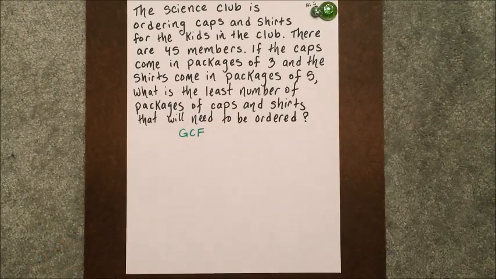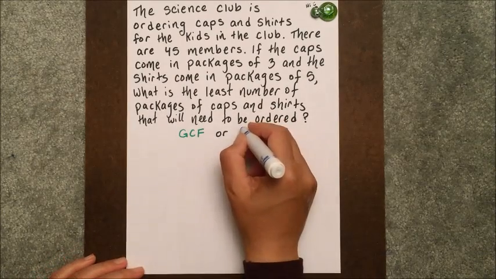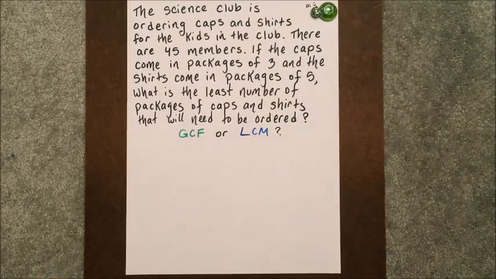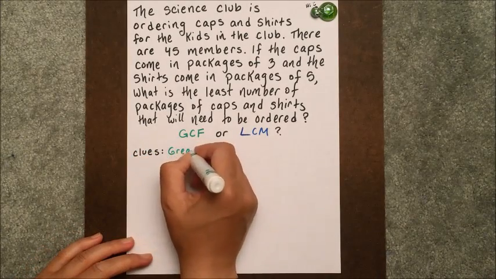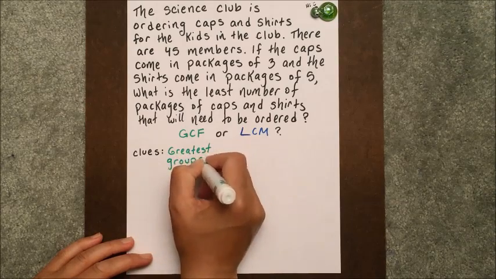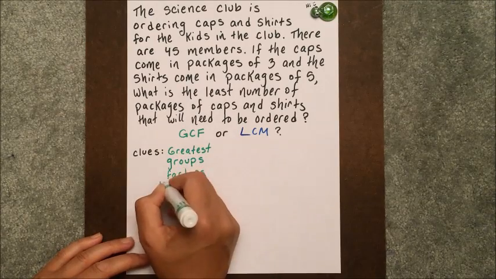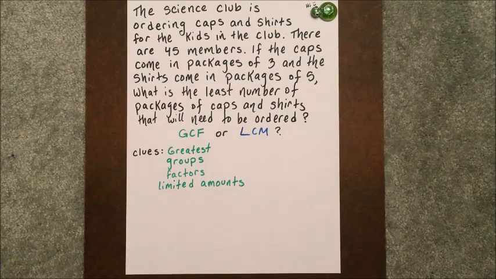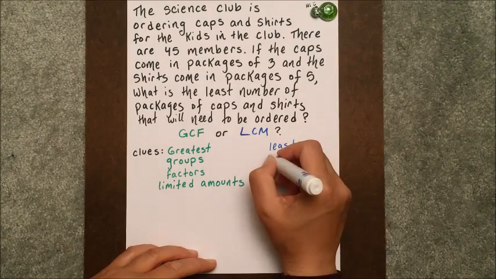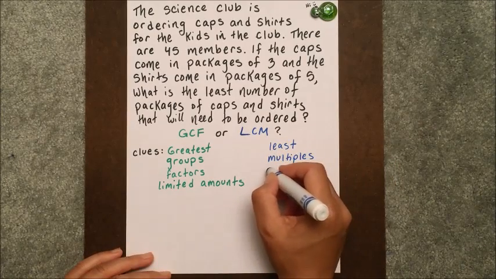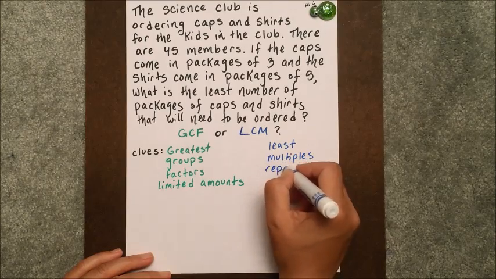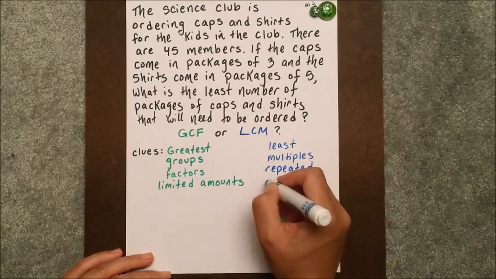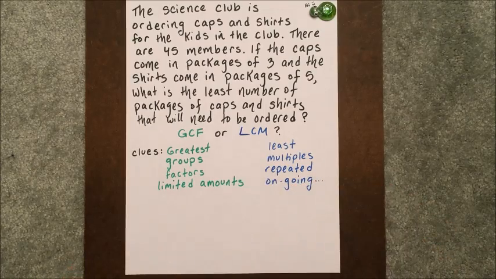So again, how do we know if we're using the GCF or the LCM? Oh, wrote that a bunch of times. Okay, so we're going to list out some of our clues. So the clues again for the GCF are words like the greatest, or if we're grouping things, if we have the factors, or if we have a limited amount. Okay. The clues that we're going to use for the LCM are words like least, if we have multiples of something, if we're going to be repeatedly doing something, or if it's like an ongoing thing or an ongoing item.